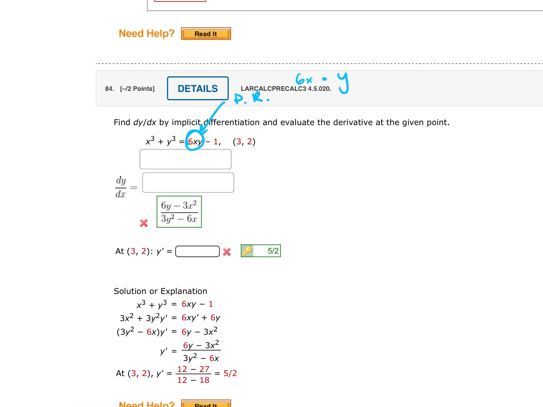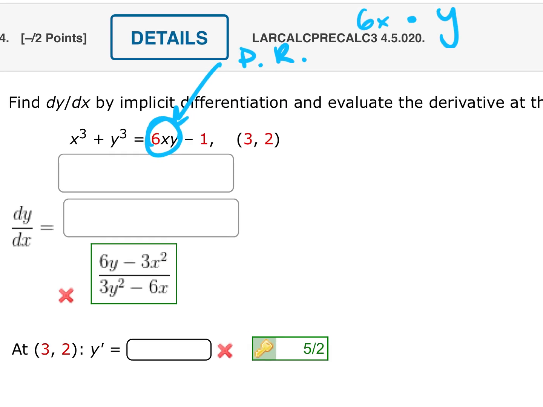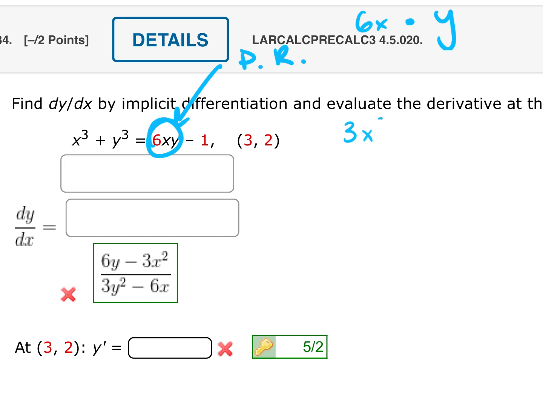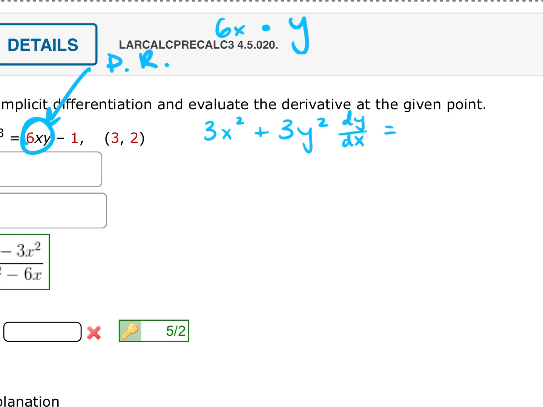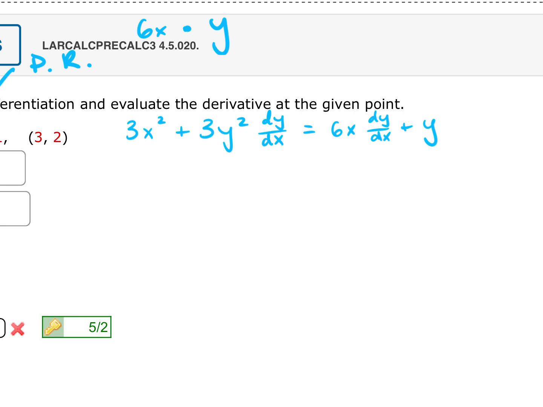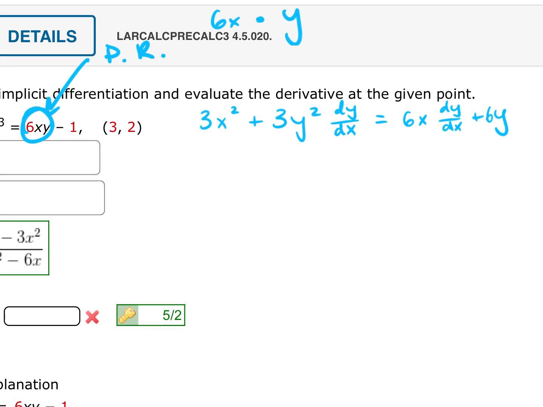Do you want to see this one worked out, or we're good here? Work it out? Yeah. So 3x squared plus 3y squared dy over dx is equal to, our product rule would be the first times the derivative of the second. 6x is our first. The derivative of the second would be dy over dx. Plus the second, so it'd be y, times the derivative of the first, which would be 6. And then the derivative of -1 would just be 0.